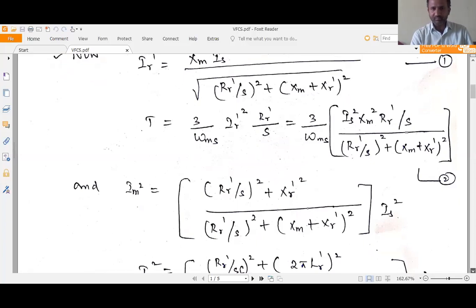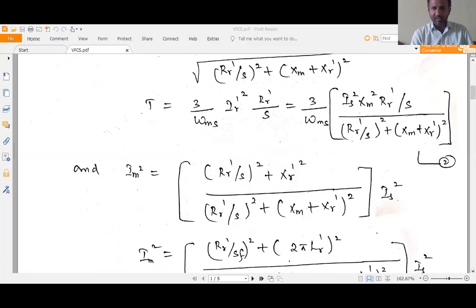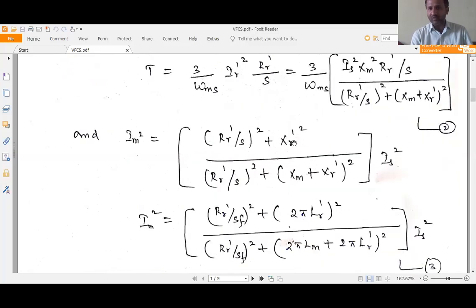And we can write the above equation. You can write this Im square by replacing this XR, the reactance value referred to rotor. So XR dash, which we can write as 2 pi LR dash. Similarly, XM as 2 pi LM and XR dash as 2 pi LR dash.